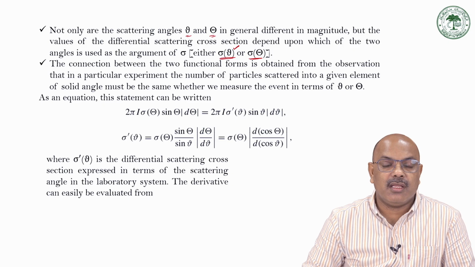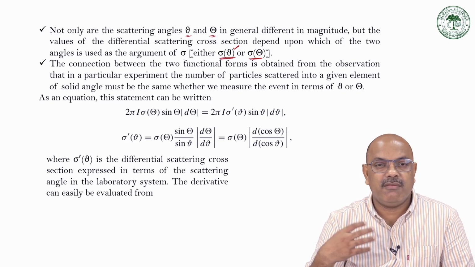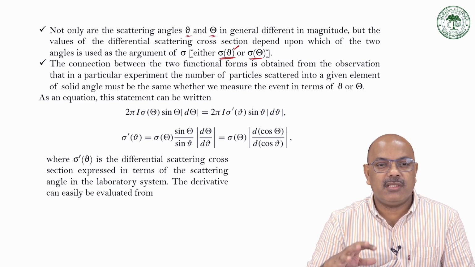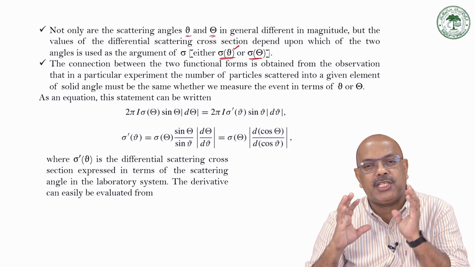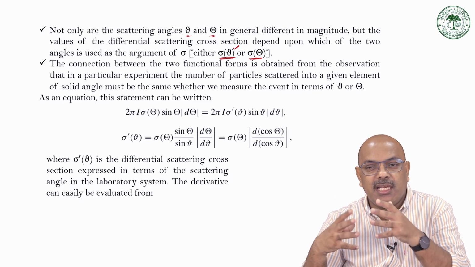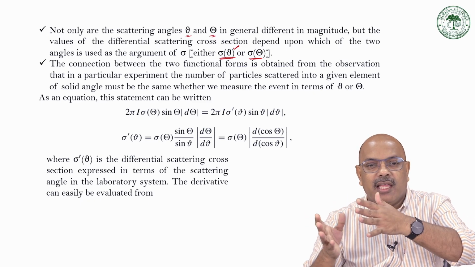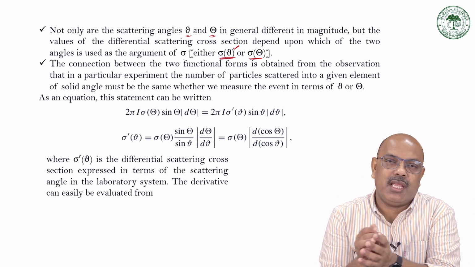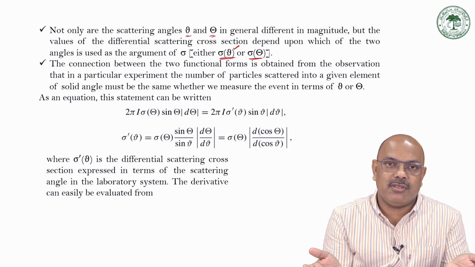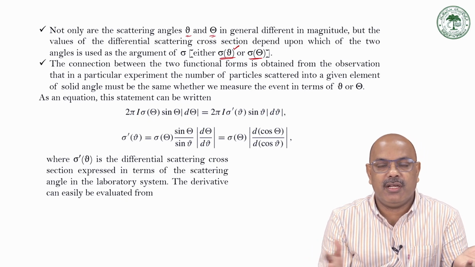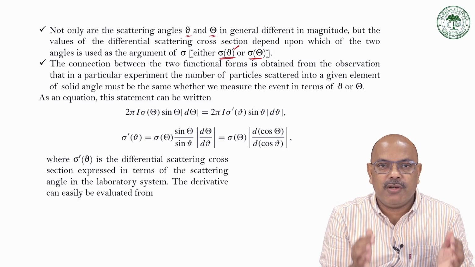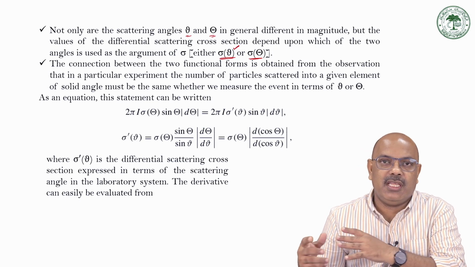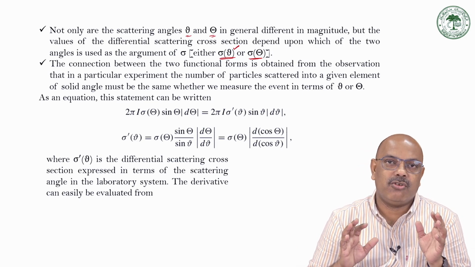But there is one catch: we can get the connection between the two functional forms from the observation that, whatever frame you perform your experiment in, the particles scattering into a given solid angle must be the same, whether we measure in the lab system or in the center of mass frame. So that is going to be the same. It depends upon the flux, what the observer is seeing, but the total scattering is going to be the same.